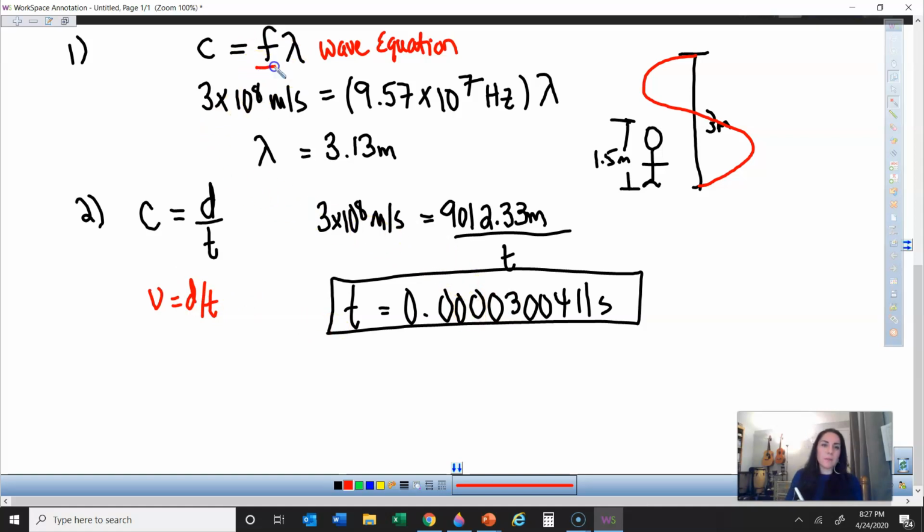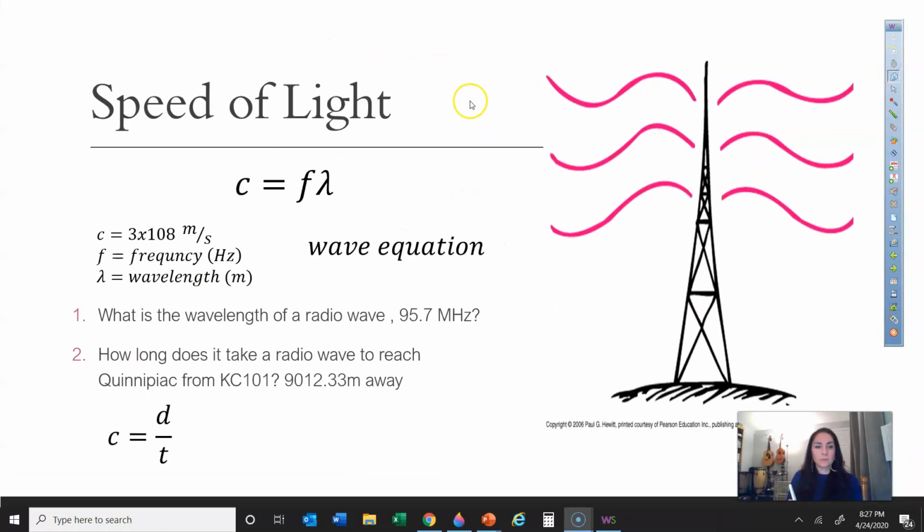Now remember, anytime you're using the wave equation, you have to look for frequency, because that's going to tell you which equation to use since they look very similar. Okay.